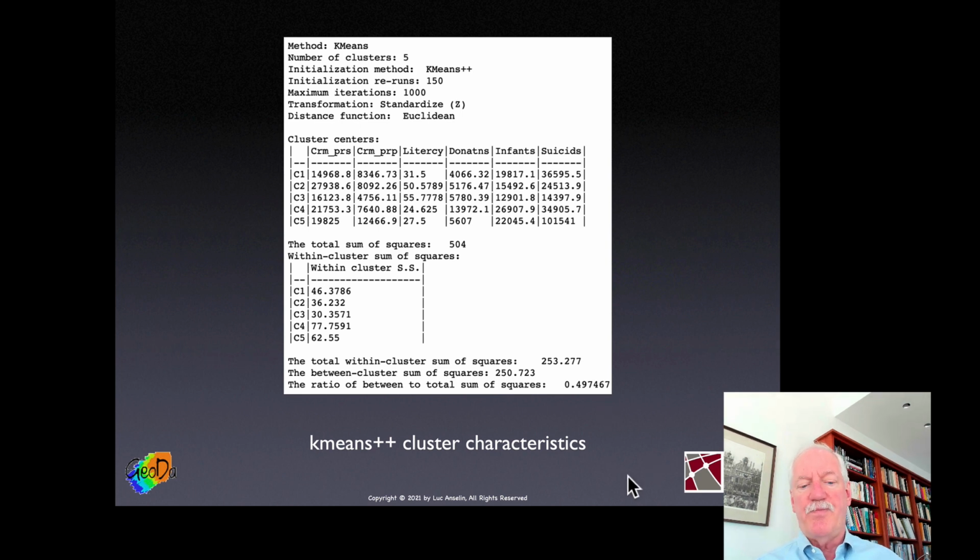This highlights one important element in cluster analysis, and I will likely repeat this several times, which is the importance of sensitivity analysis. Since the end result depends to a large extent on where you start, it's very important to get a sense of how important that really is.